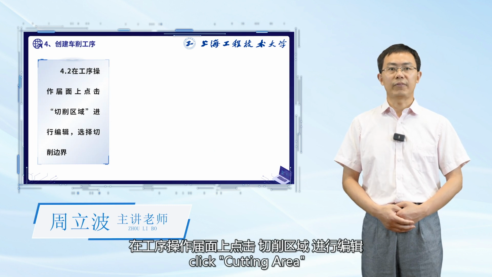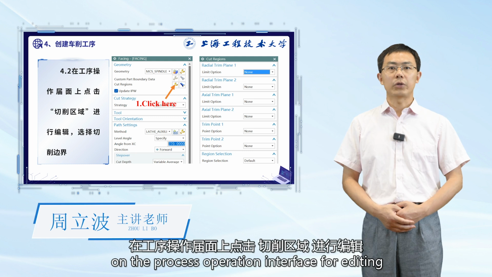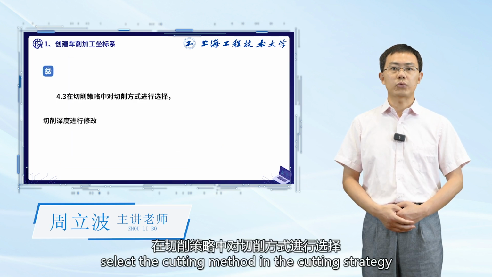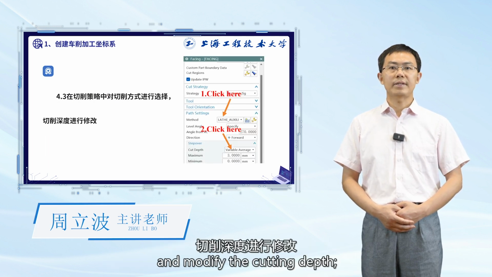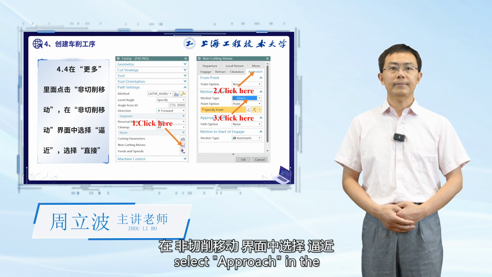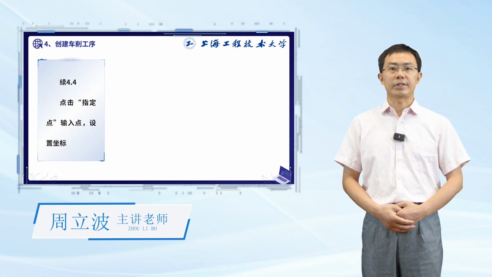Click Cutting Area on the process operation interface for editing and select the cutting boundary. Select the cutting method in the cutting strategy and modify the cutting depth. Click Non-Cutting Movement in More. Select Approach in the Non-Cutting Movement interface. Select Direct. Click Specify Point.